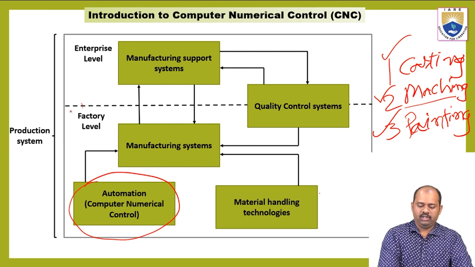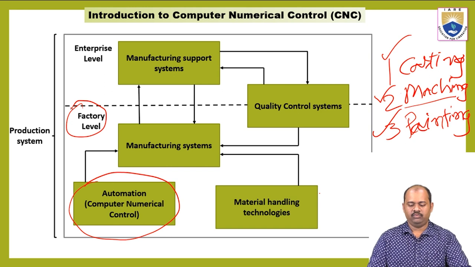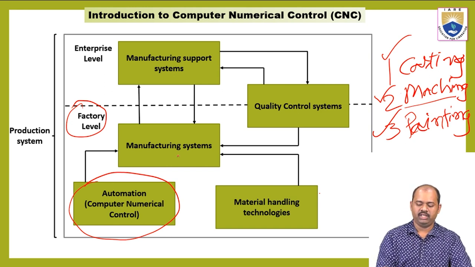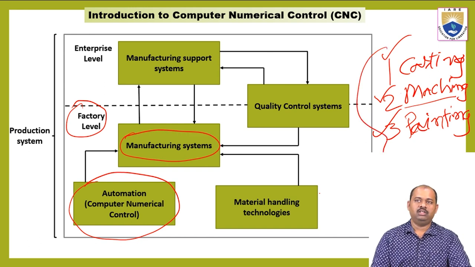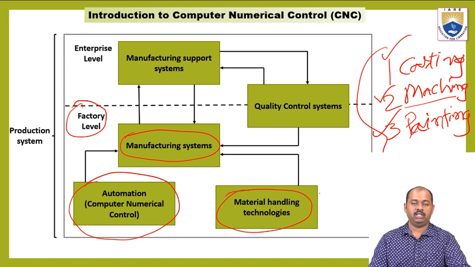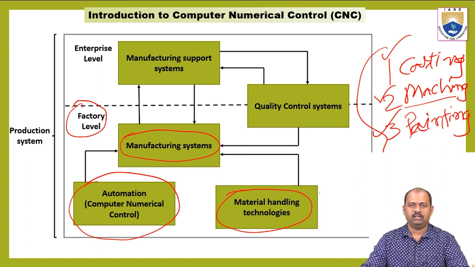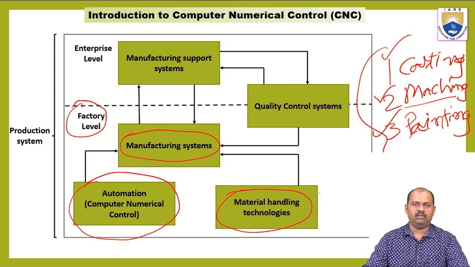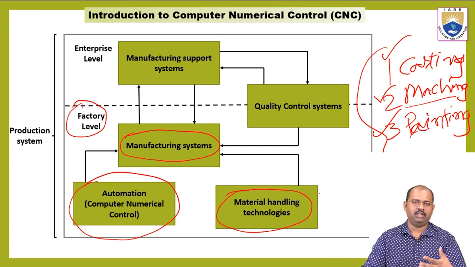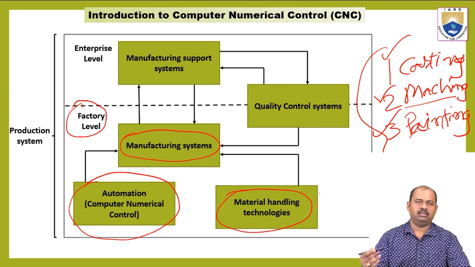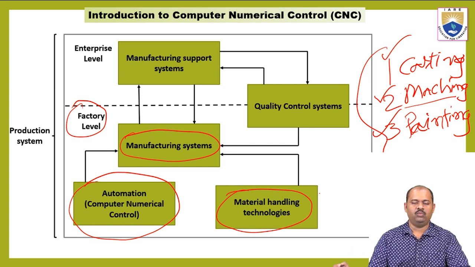So at the factory level, we can automate everything. We can use CNC machines for automating every process. For manufacturing, we have seen these three processes, and these three processes can be automated. In material handling also, we can automate. We can use robots for arranging the raw materials, or after the finishing of the end product, we can stack them, or pack them, or load them into trucks using robots. So all these operations can be automated. Mostly we will use robots for the material handling process.